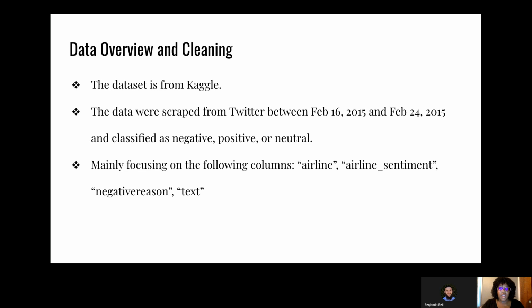So, an overview of the data: it was originally gotten from Kaggle, but it was originally collected from Crowdflower. It was scraped from Twitter, and the tweets are classified as negative, positive, or neutral. The main columns I'm going to focus on are airline, which is the name of the airline company; airline sentiment, which is the sentiment of the tweet; negative reason, which is the reason for the negative sentiment; and text, which is the tweet.